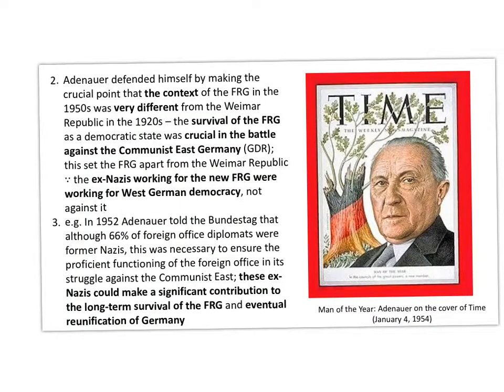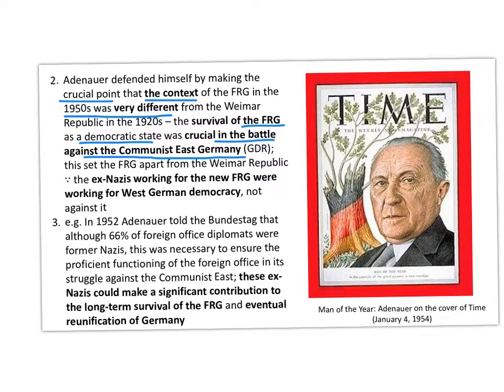So, Adenauer's defence. He made the crucial point that the context of the 1950s was very, very different from the context of the Weimar Republic in the 1920s. He said, we have a strong democratic state with a different constitution, a better, stronger constitution than the Weimar Republic. And we have a divided Germany in which the east of Germany is communist. And so therefore, if West Germany as a democratic state is going to win the battle against communist East Germany, that is a very different context from the old Weimar Republic.